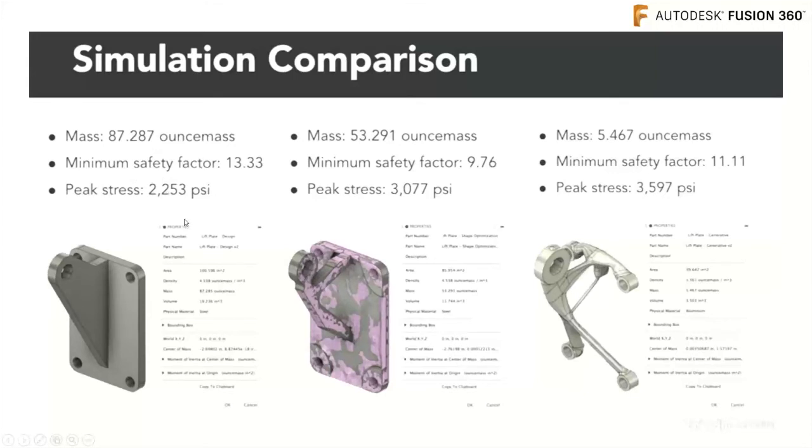If you're going to apply the topology optimization here, this is the output. So since lightweighting yung process niya, okay, binaba natin yung mass ng part. Okay, from 87 to 53. Okay, and in-increase din yung peak stress. Pero ang masama dyan, the minimum safety factor, bumaba.